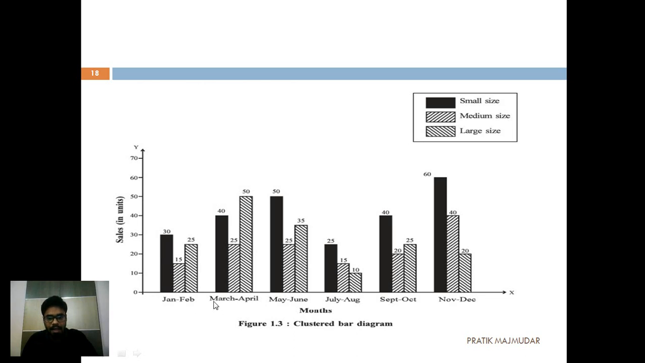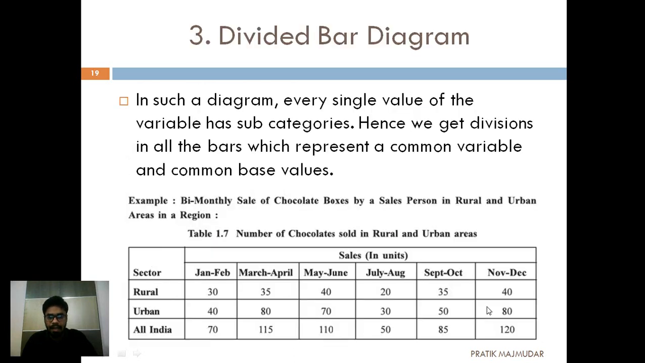Then we have to compare it. In which month was the minimum sale of large size? It is in the month of July to August, that is only 10. And the highest was done in which month? That is 60, in small size, in the month of November. So we can compare like that.